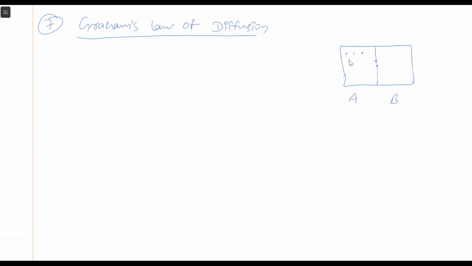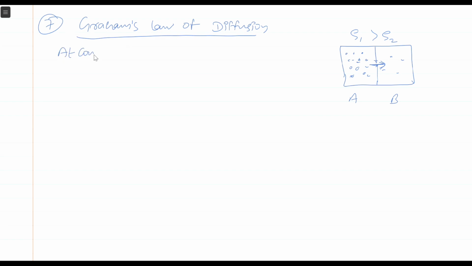Now in A, the density of gas is more than the density of gas in B. So if the chamber is opened from inside, then the gases will travel from A to B because the density of gas in A is more and the density of gas in B is less. So the migration of gas from high density to low density is called diffusion. Okay, this is very simple thing.